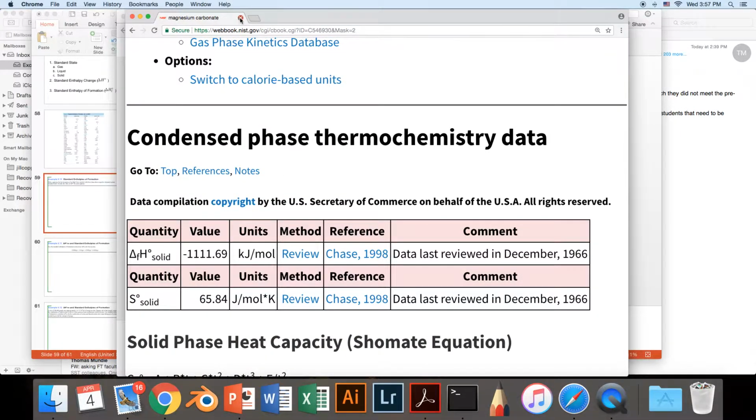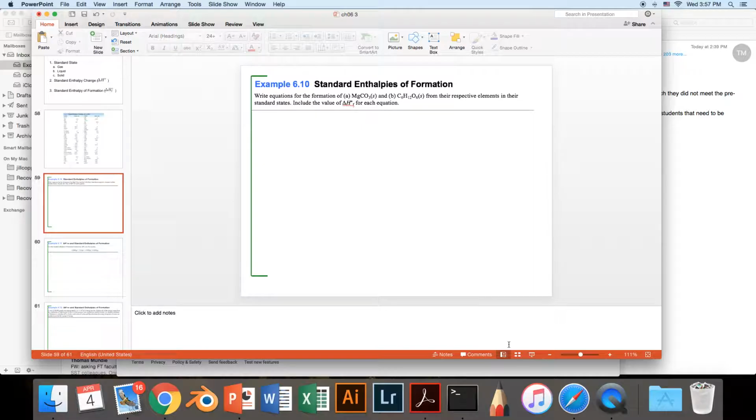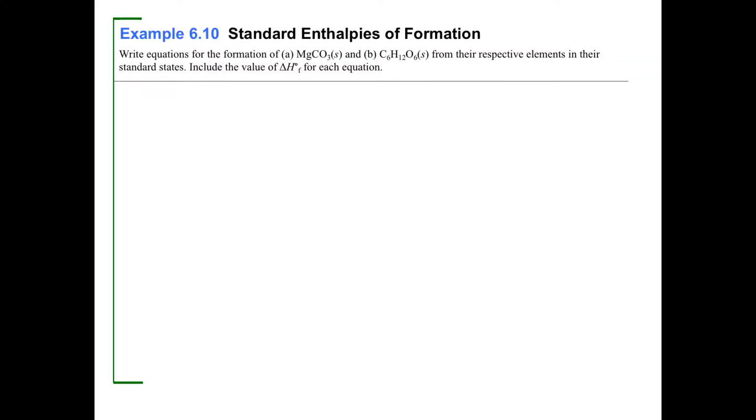Okay. I gotta go back to my PowerPoint. I've lost my notes there. But I'm gonna do them again because I'm really good at this. I know you're impressed. Okay, A, it's gonna be magnesium in its standard state plus carbon in its standard state, which is solid, plus oxygen in its standard state, which is gas, molecular gas, right? It's going to give me magnesium carbonate. And its standard heat of formation is equal to minus 111.69 kilojoules per mole.